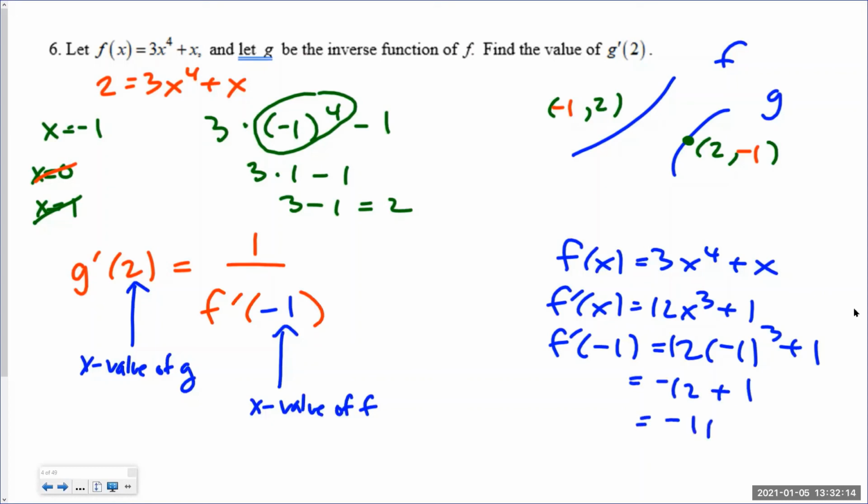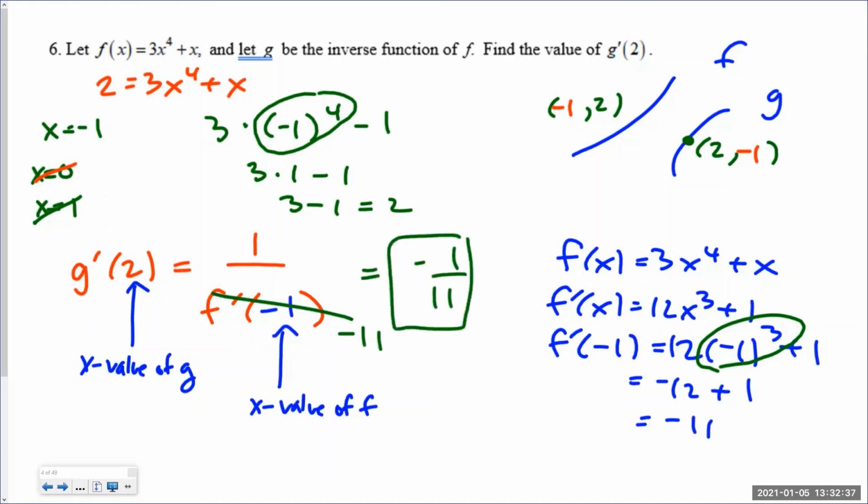Be very careful. What a lot of students do wrong here is they multiply the 12 and the -1 together, and then they raise it to the 3rd power. And do you see that that's the wrong order of operations? Okay, so you need to do exponents before multiplication. This right here is -11. So your answer, guys, is -1/11.